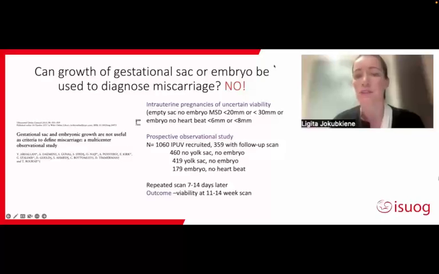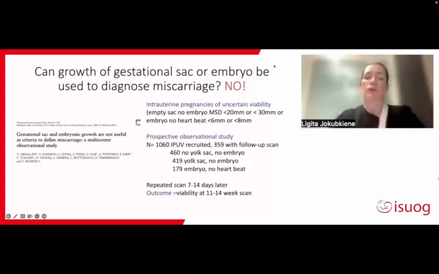They included intrauterine pregnancies of uncertain viability that had an empty sac and no embryo, with mean gestational sac diameter below 20 or below 30 millimeters, depending on the center, or an embryo without heartbeat with CRL below 6 or below 8 millimeters, depending on the center. It was a prospective observational study.